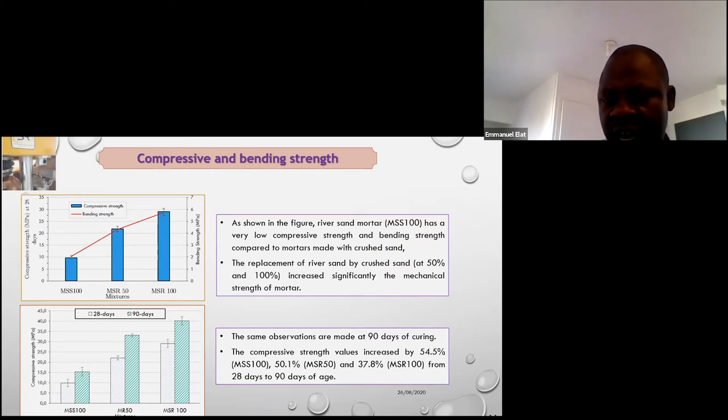The compressive strength value increased by 54.5% for mortar made with 100% of river sand, 50% for mortar made with the mixture of 50% of those sands, and only 37.8% for mortar with 100% of crushed sand from 28 days to 90 days of curing.